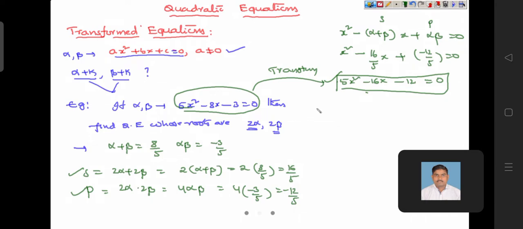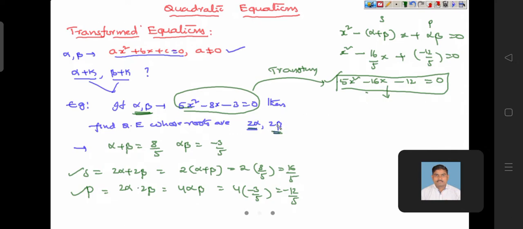So without doing this actual procedure, with a simple technique we can find the resulting transformed equation. How can we find it? Simple. Here both roots follow the same pattern. What is that pattern? Each root is multiplied by 2. Alpha, beta are the roots of 5x² - 8x - 3 = 0, but we need the quadratic equation whose roots are 2 alpha, 2 beta. So both the roots are multiplied by 2.